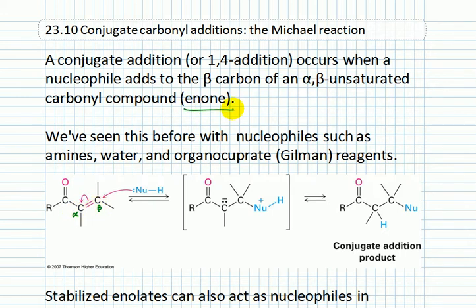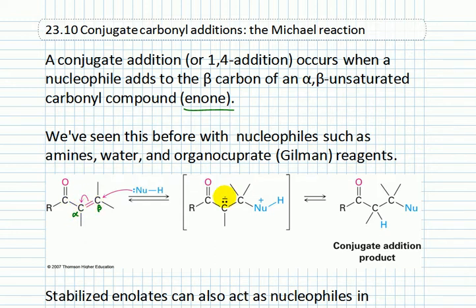It's also called an enone, right? Ene for the double bond, one for the ketone. That makes sense. So when you hear me referring to an enone, that's an alpha-beta unsaturated carbonyl compound like this. We saw this happen before in the ketones and aldehydes chapter, where if we have this enone here, some sort of nucleophile attacks the beta carbon, okay?